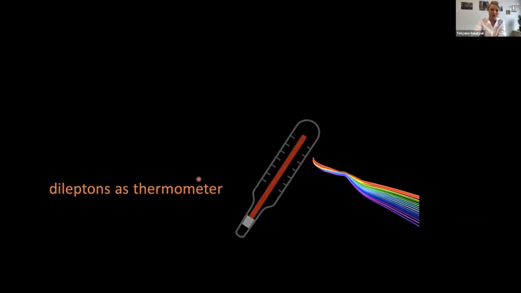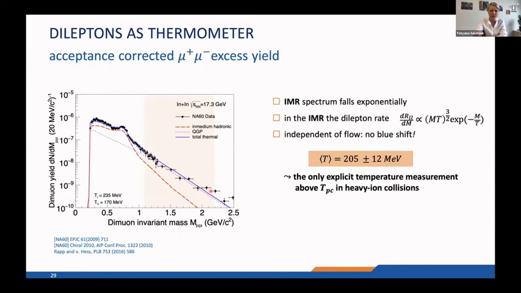Indeed, what we can do is use the invariant mass of the dileptons to really extract a blue-shift independent measure of the temperature. In this case, fitting the invariant mass distribution with the following fit, one extracts a temperature which is as high as 205 MeV, measured with the given precision. And in fact, this is the explicit measurement of a system temperature which is substantially higher than the pseudo-critical value of the temperature extracted from, for example, lattice QCD calculations.